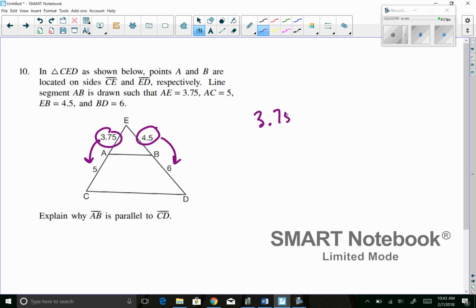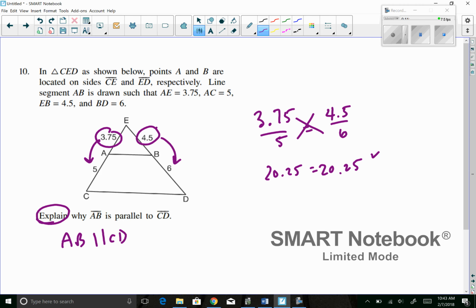So if I do 3.75 over 5 is equal to 4.5 over 6, if we cross multiply, we can see if those answers come out to be the same. So if I do 5 times 4.5, that's 20.25. And if we do 6 times 3.75, that also gives us 20.25. It's the same thing on both sides. Therefore, they're proportional. So we can say AB is parallel to CD.